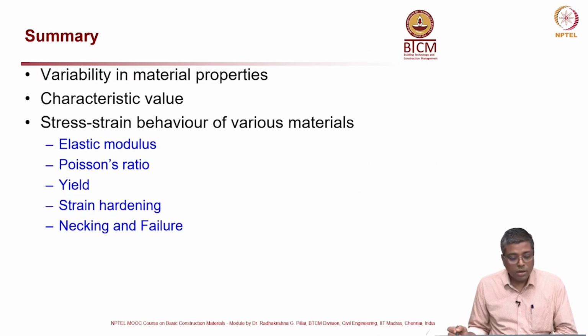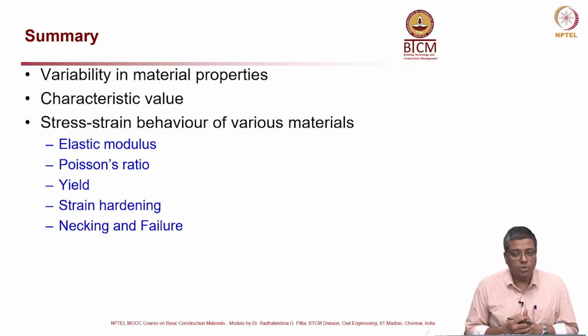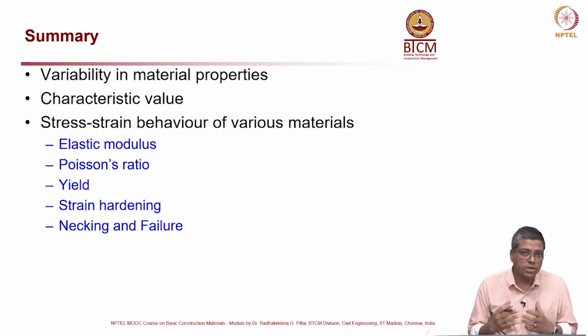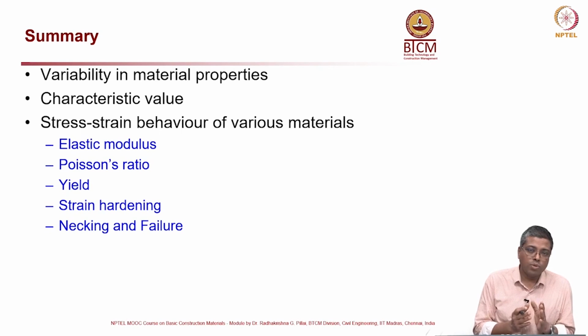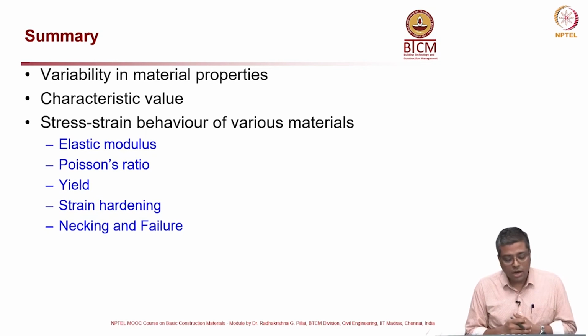Now, to summarize, we looked at variability in material properties, and we looked at the characteristic value which is widely used for design purposes. We should not use the average values, but rather a value which is more conservative, which is the characteristic value. And then we also looked at stress strain behavior and various properties associated with material behavior like elastic modulus, Poisson's ratio, yield strength, strain hardening, and necking and failure also we discussed.